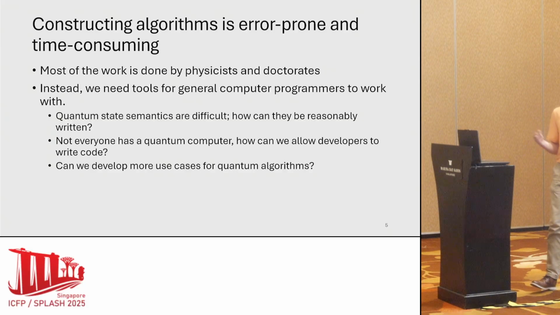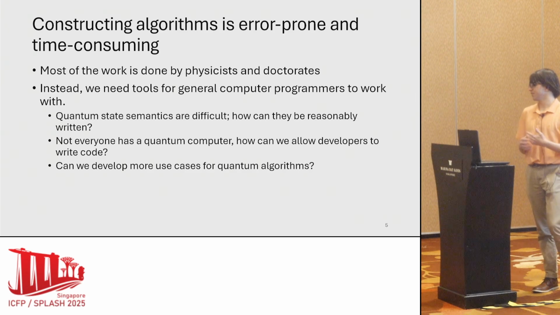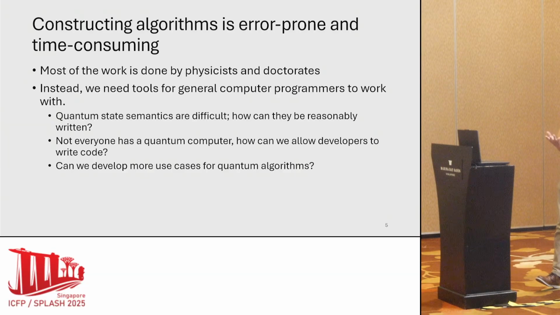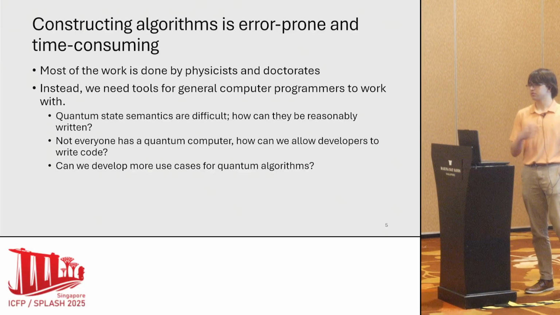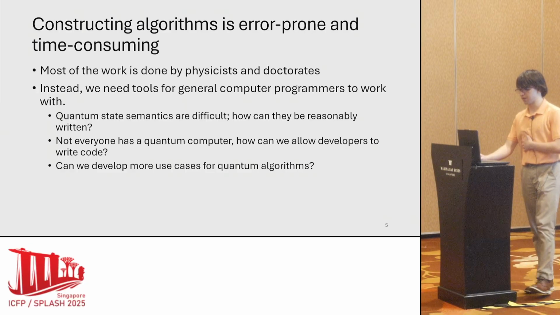Writing out the state semantics of each qubit is difficult. How can we reasonably encapsulate this in a program semantics? Not everyone has a quantum computer, so how can we allow developers to write code and verify that the results are correct on their own physical classical computers? And also, how can we design this language to develop more use cases for quantum algorithms?